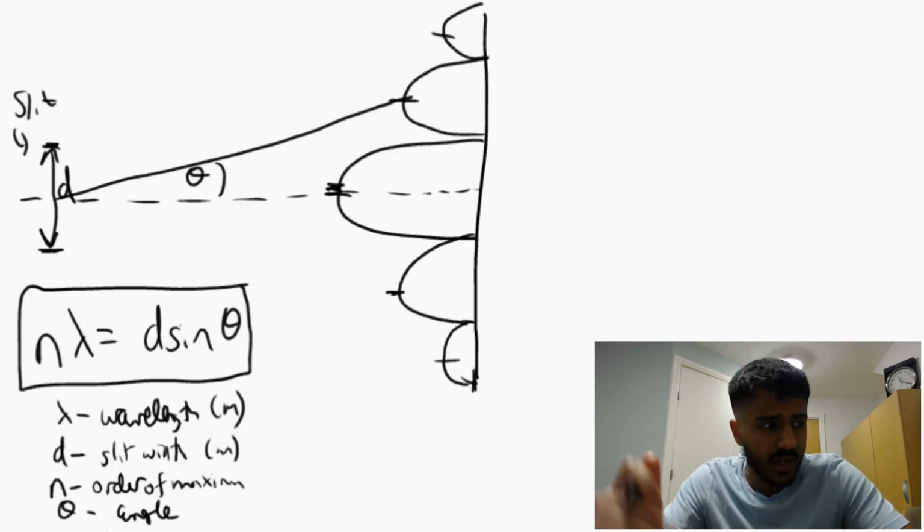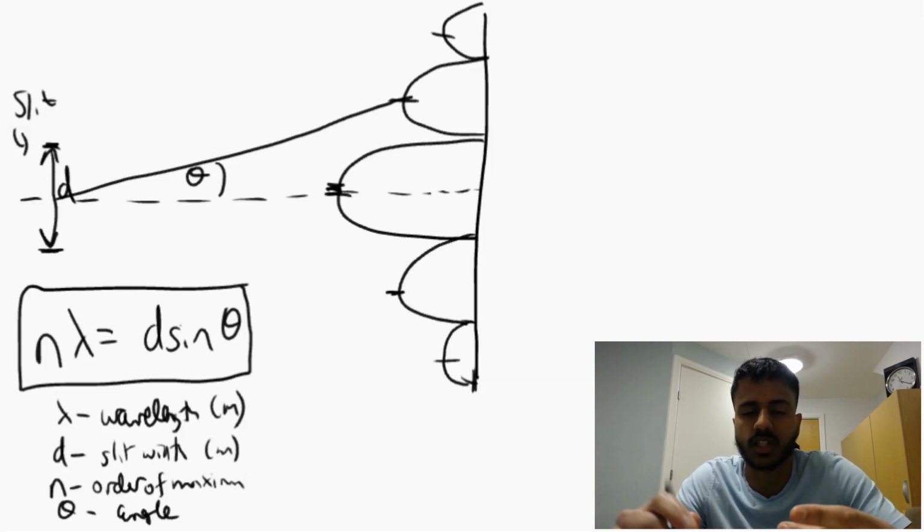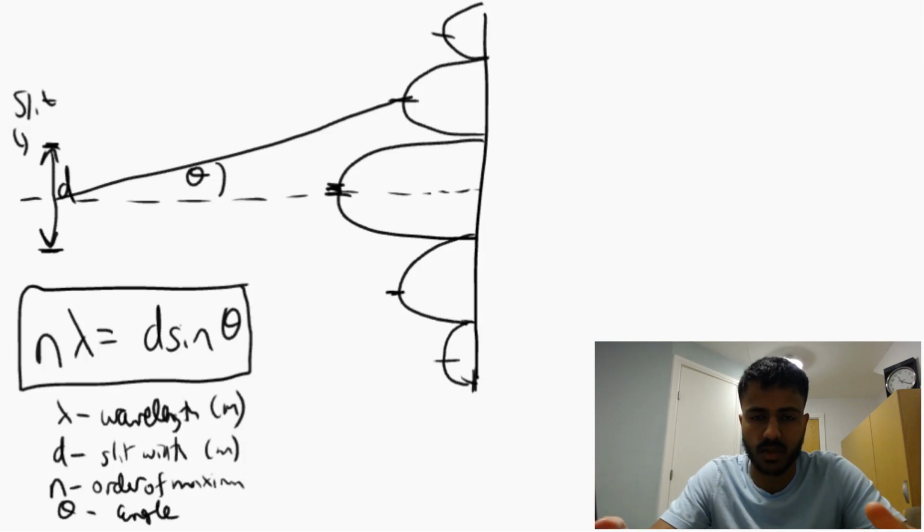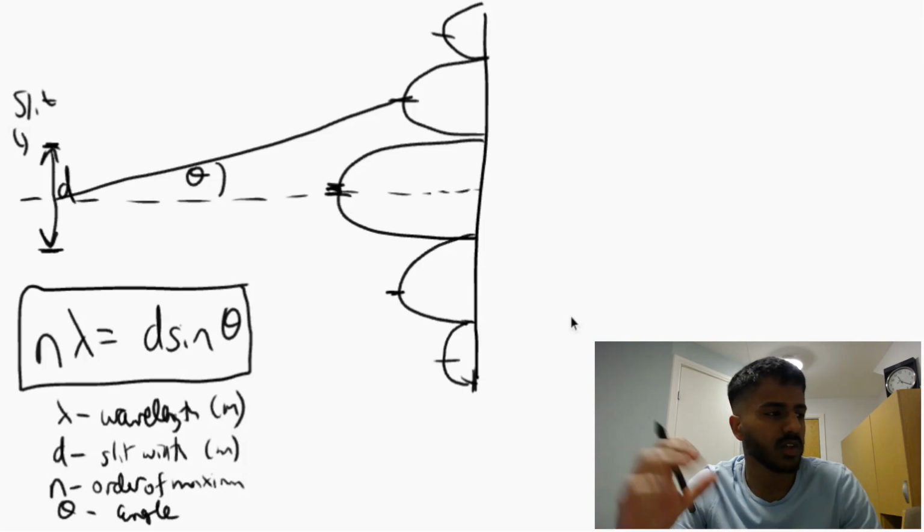Now the values of lambda, d, and theta will either be given to you in the question, they can be measured in real life, or the question will ask you to calculate them. So we don't really need to worry about what those mean. This n value, however, is the order of maxima.